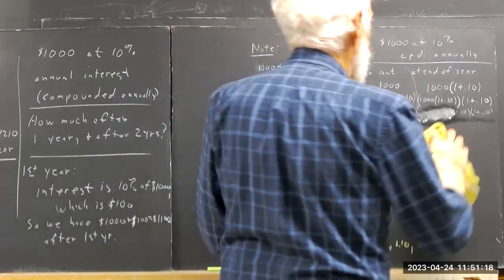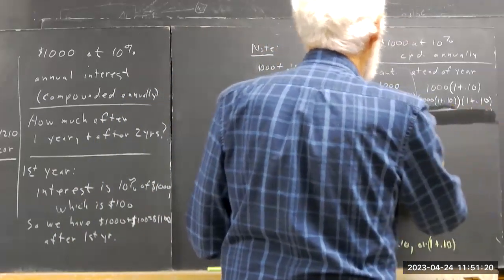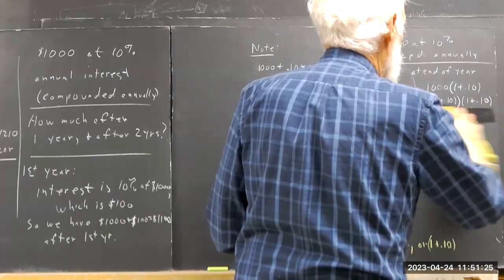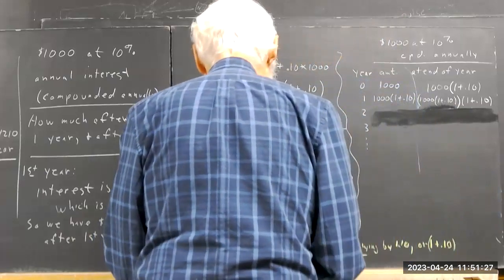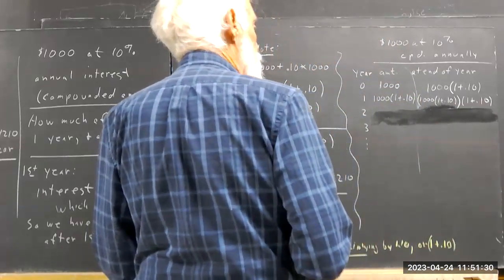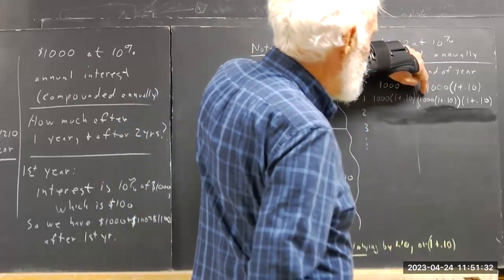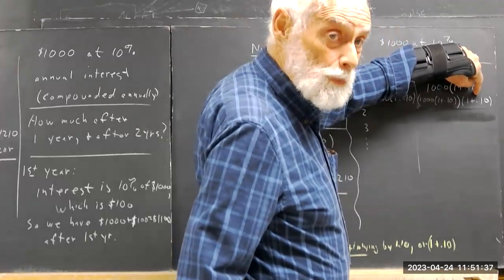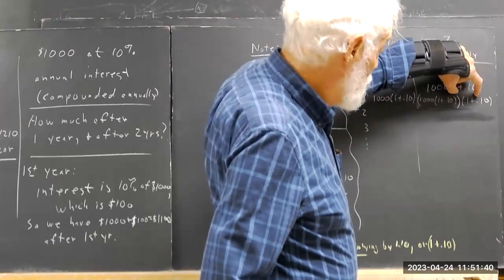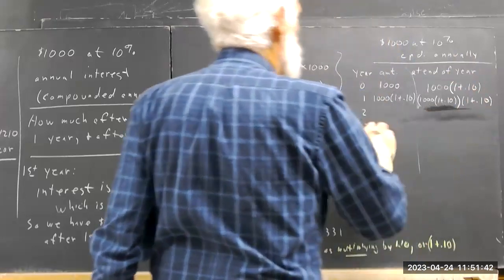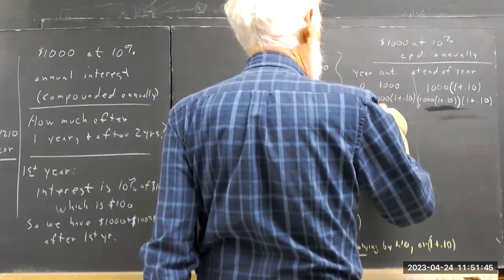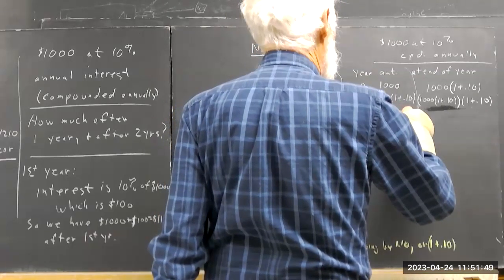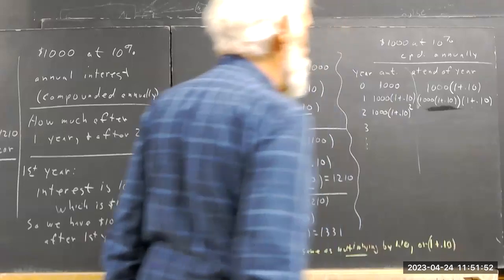I'm going to erase what I originally wrote here and write it all with exponents. First of all, here, I've multiplied by 1.10, and then I've multiplied by 1.10. That means I've multiplied by 1.10 twice, which means I can write this amount as 1,000 times (1 + .10) squared.